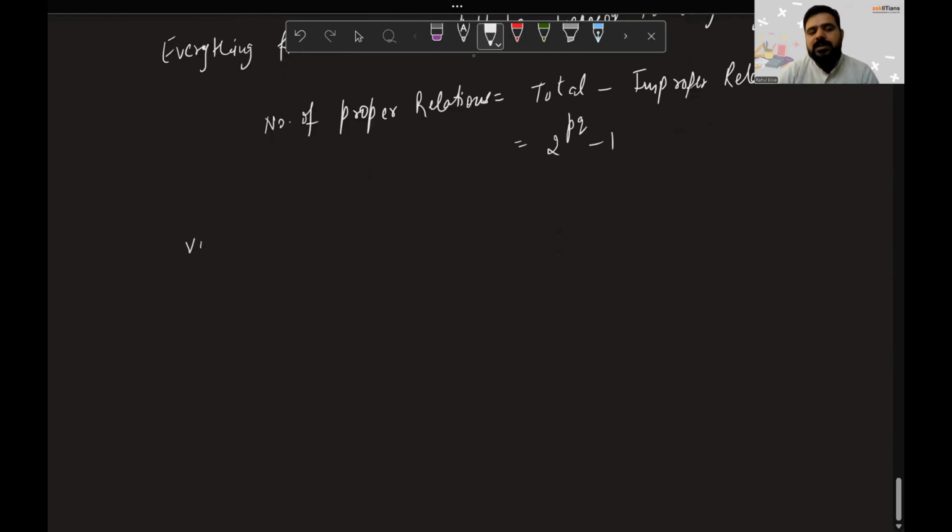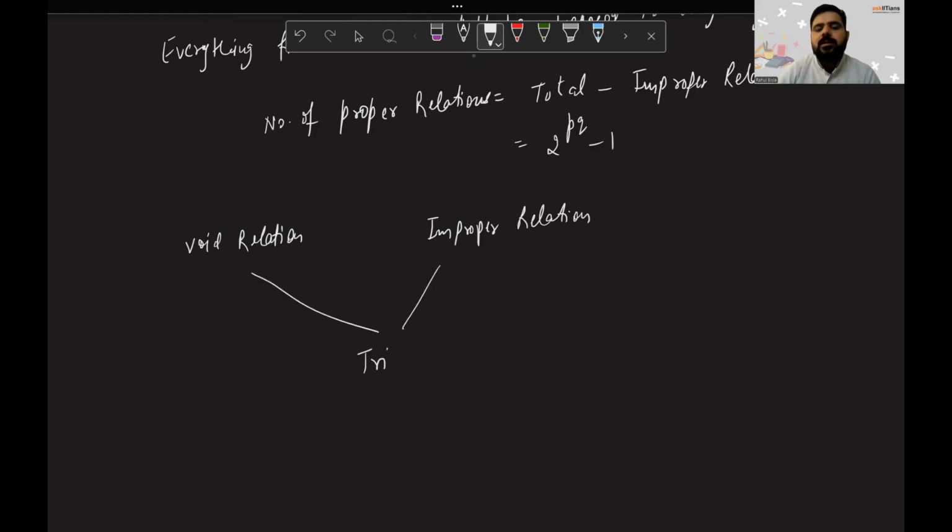So this void relation, and this improper relation, collectively, these two relations we call trivial relations. This is a name that we have given to both of these combined. If someone gives you that it's a void relation, yes, it's going to be a trivial relation. If someone tells you that this is the same as the cross product, or this is an improper relation, then still it's going to be a trivial relation.